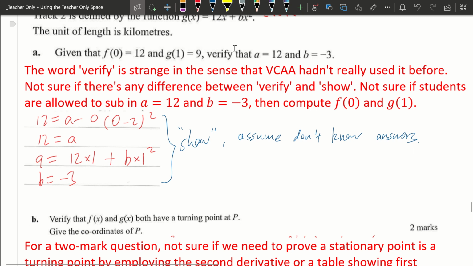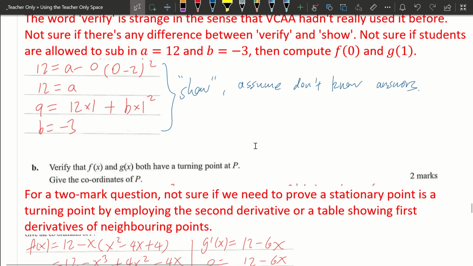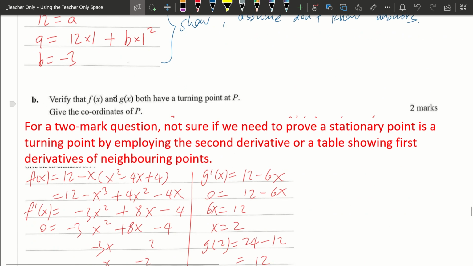As of the recording of this video, the VCAA has not published their examiner report of this exam, so I'll have to wait for that to come through. And then the word verify again: verify f and g both have a turning point at P, highlight the turning point, and then give the coordinates.